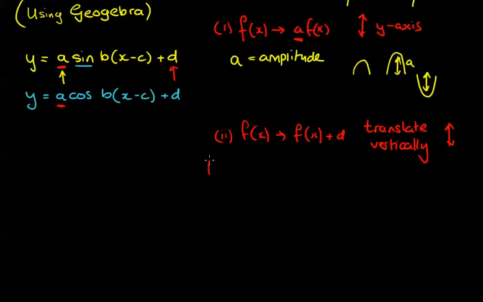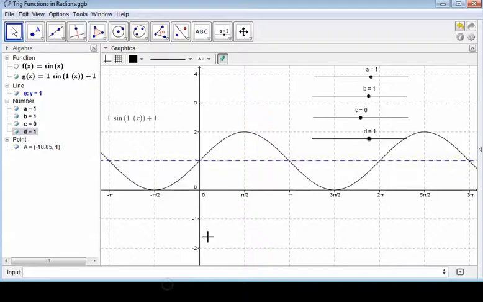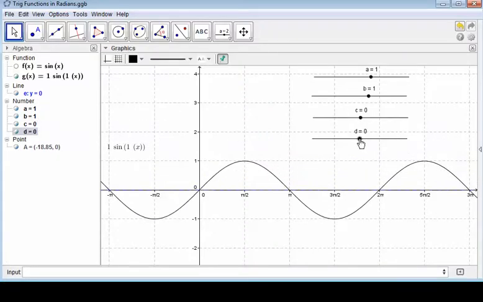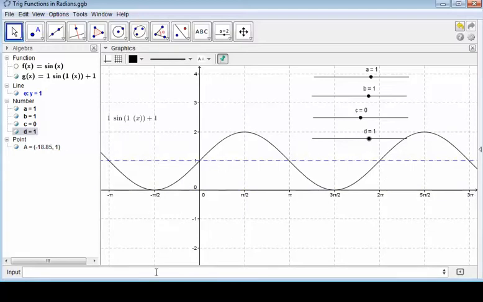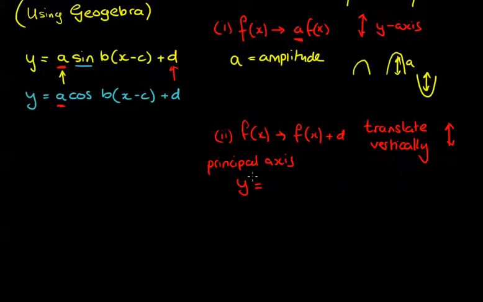Remember, the principal axis is the middle of the wave. So D controls the principal axis, and for our original sine x function, if I change it back to 0, y equals 0 is the original one, but if I change D to 1, it becomes y equals 1. The general thing to remember is y equals D is the principal axis. That's where the middle of the wave is. So you've got your wave going like this, and y equals D would be running through the middle of it.